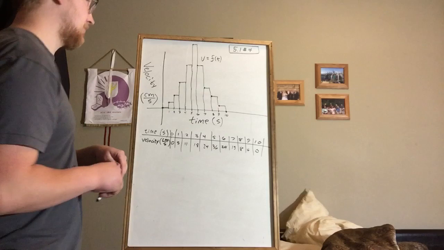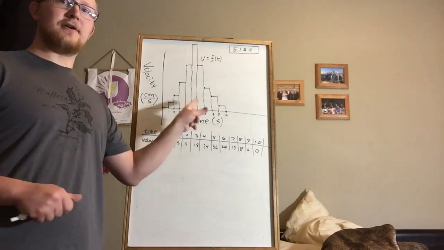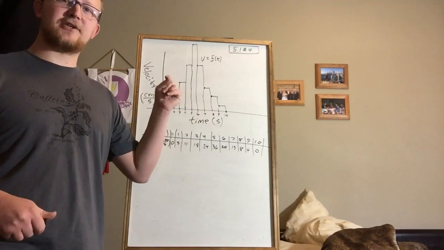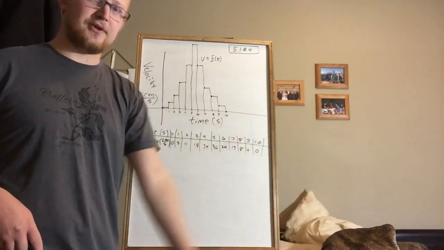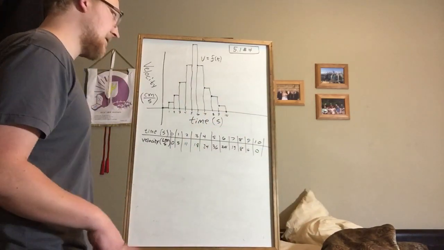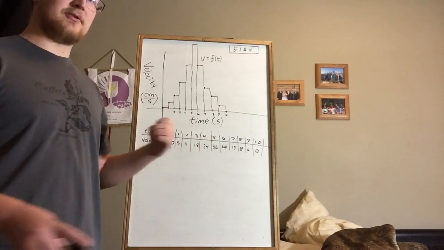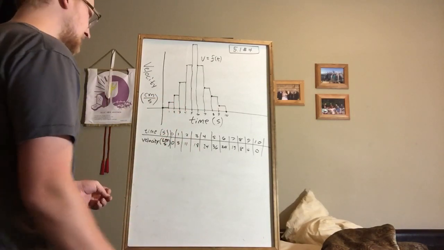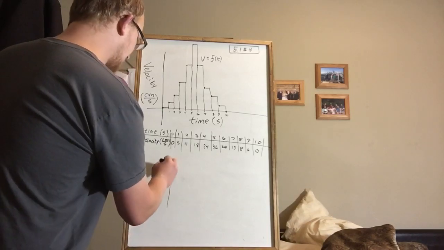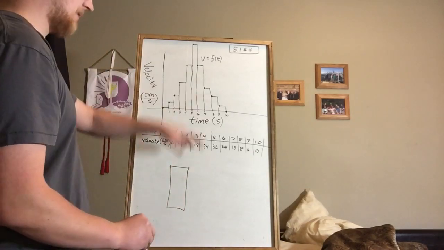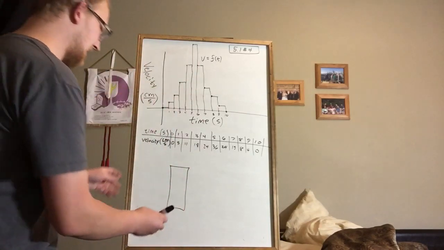Now I want to prove that the area under a graph such as this is actually equal to the displacement, or the distance traveled. And how I'm going to do that is proving that finding the area of this cancels certain units. So let's say that we're looking at a square, which is a rectangle. All of these are rectangles.